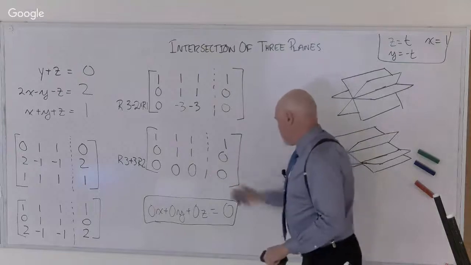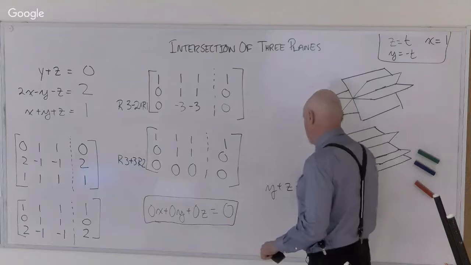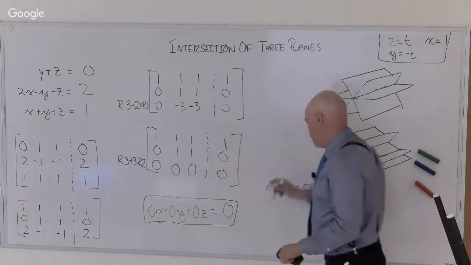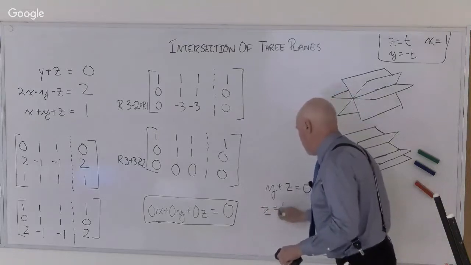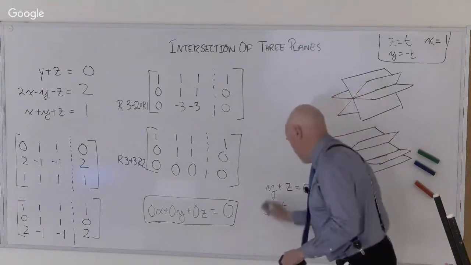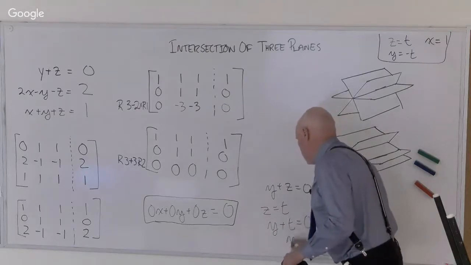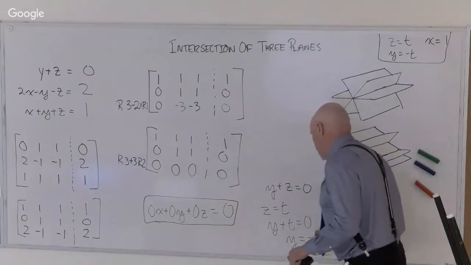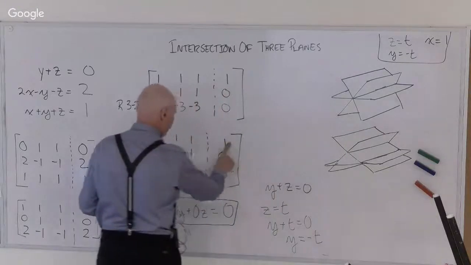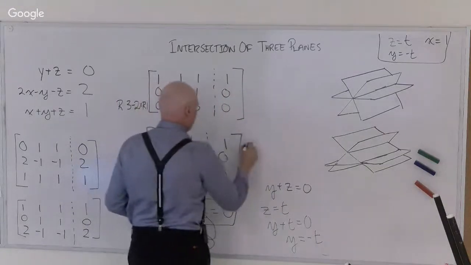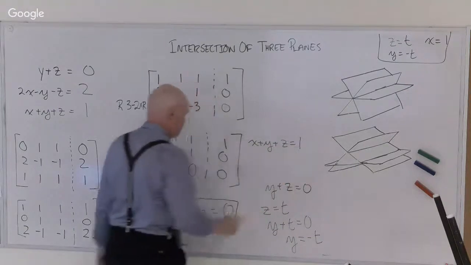This one's nice and easy. So this means that y plus z is equal to 0. That is a relationship that satisfies this. So I'm going to let z equal t, which means that y plus t is equal to 0, so y is equal to -t. And if I go back to my first line here, this means that x plus y plus z is equal to 1.